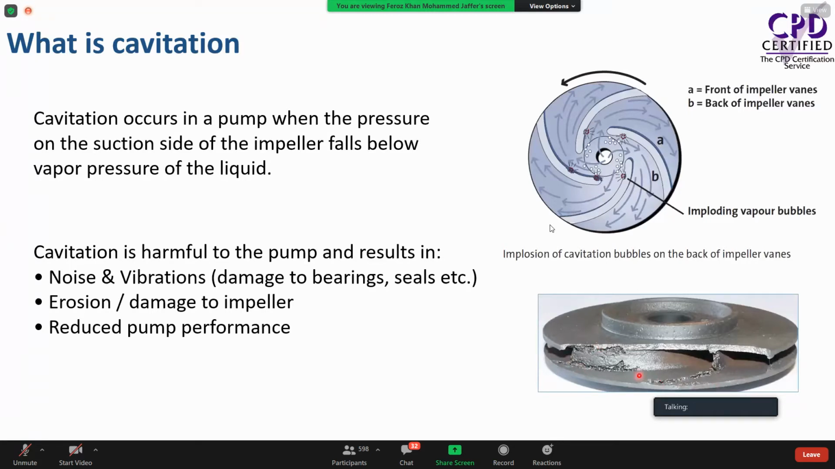Okay. So the cavitation is not good for the pump. Cavitation results in increase in noise level, increase in vibration, which can damage bearings, pump bearings, and mechanical seals, etc. And they erode and damage the impellers. And also, cavitation will reduce pump performance.